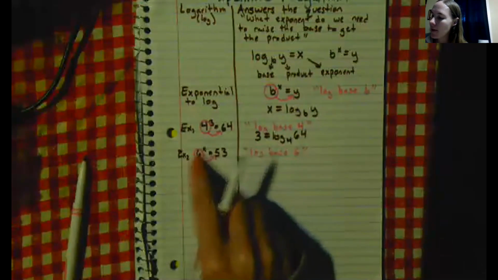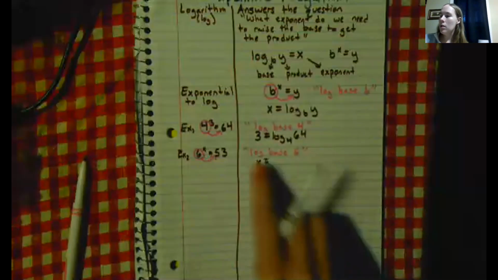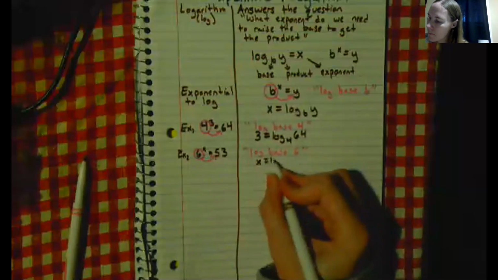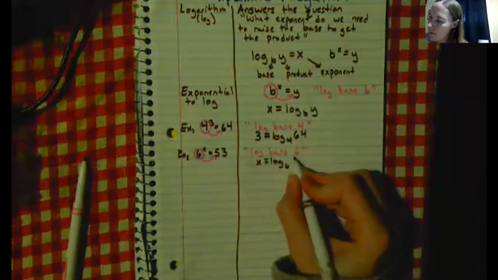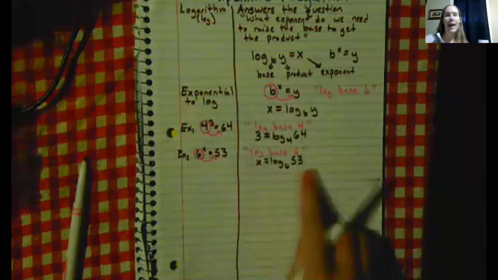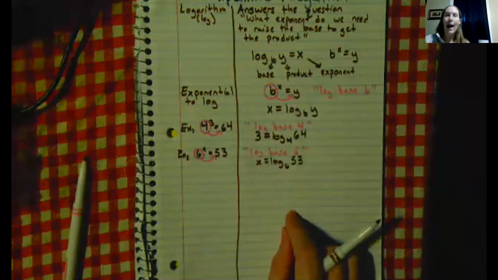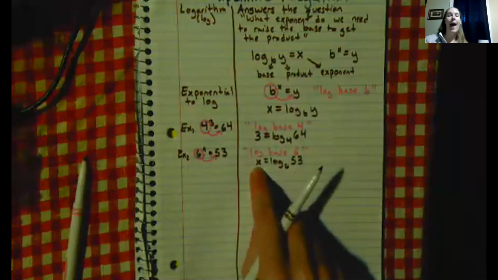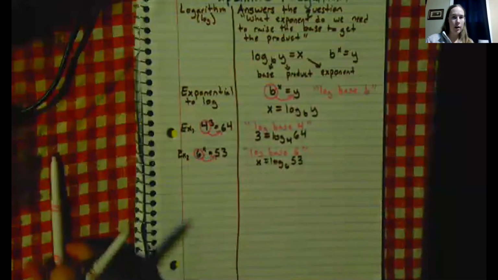So what's left on this side is my x, and it's going to equal log base 6 of 53. And this is my answer. Tomorrow, we're going to take it a step further, and you'll actually be able to tell me what x is. So get excited for that. So that's exponential to log.